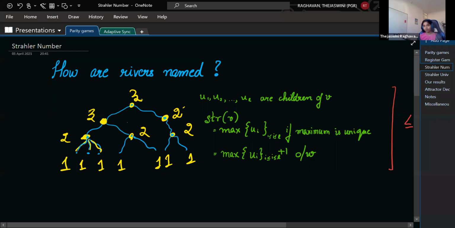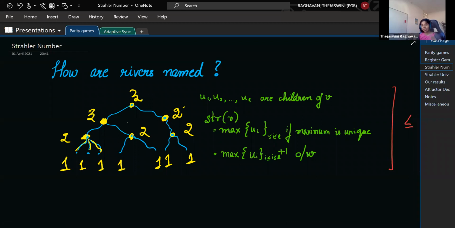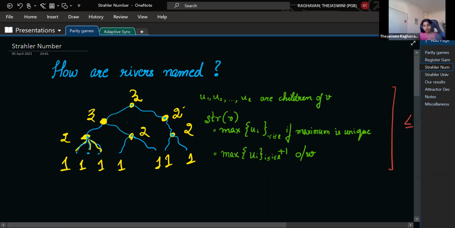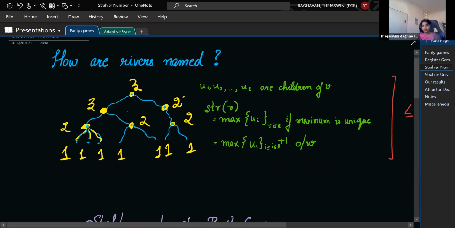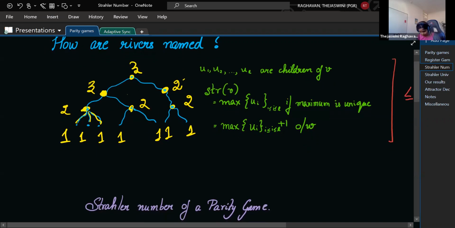So now when two rivers meet, they are actually named after the river with the higher Strahler number. So this somehow captures the branching depth or complexity of a system. And there are many uses of this in computer science, and you should see this paper by Viennot, and there is an expository one by Javier Esparza about Strahler number. So all of these are good reads, I would say.